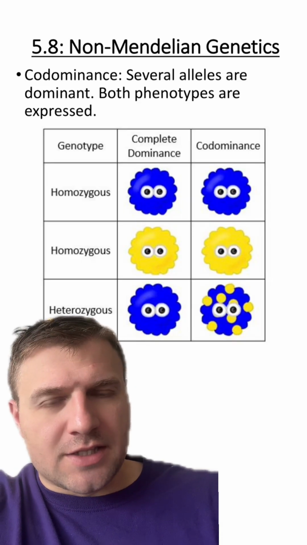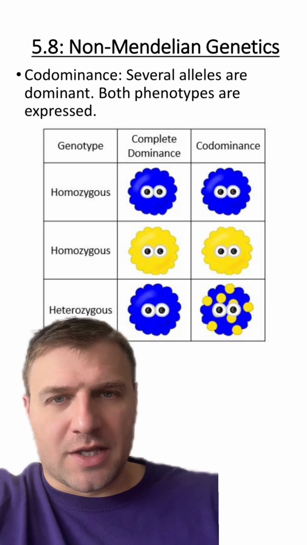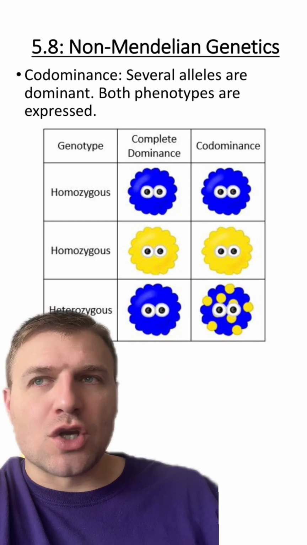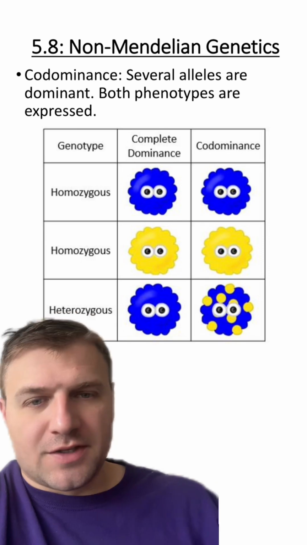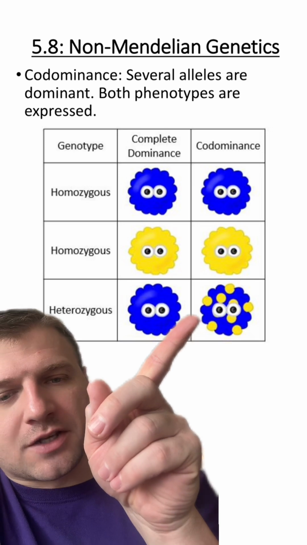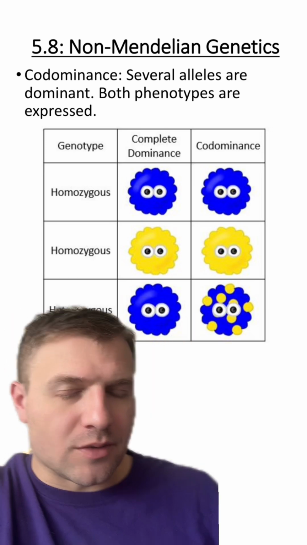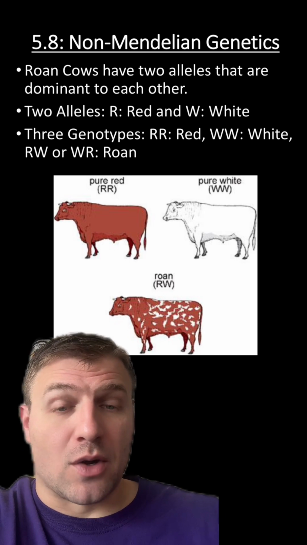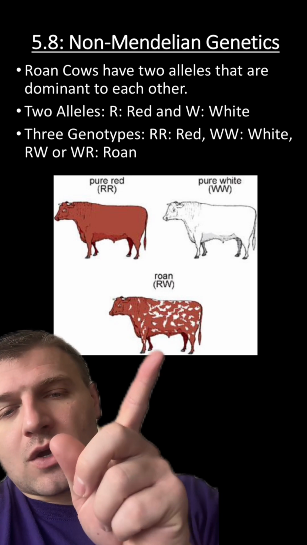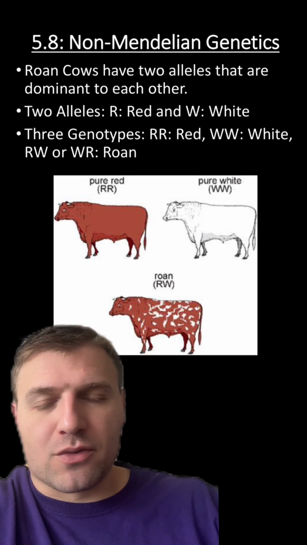Another closely related type of non-Mendelian genetics is called codominance. In this type of inheritance, the heterozygous form is going to show both of the phenotypes. You can see here we have a yellow and blue phenotype, but the heterozygous form here is going to show both yellow and blue. An example of this in real life is called a roan cow, where we have pure red cows, pure white cows, but the roan or the heterozygous form shows both red and white.